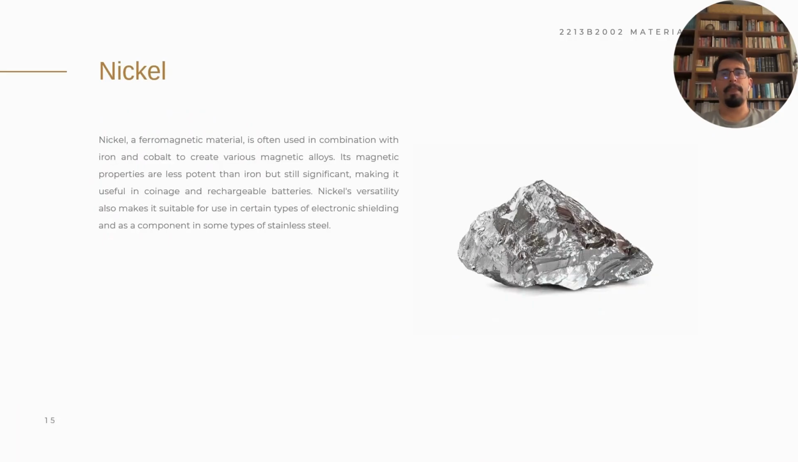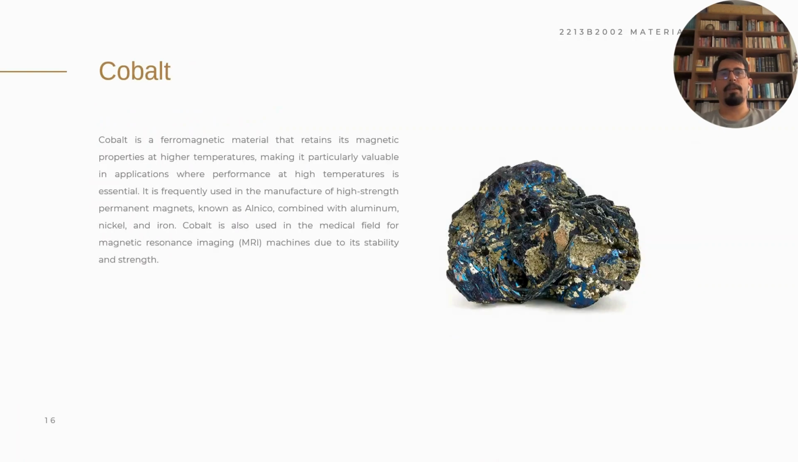Nickel has a moderate magnetic strength but stands out for its resistance to corrosion and wear. It's often used in combination with other metals and in coating applications where both durability and magnetism are needed. Cobalt remains magnetic even at high temperatures, which makes it essential in aerospace and high performance motors. It's also used in magnetic alloys that need to stay stable under heat and stress.